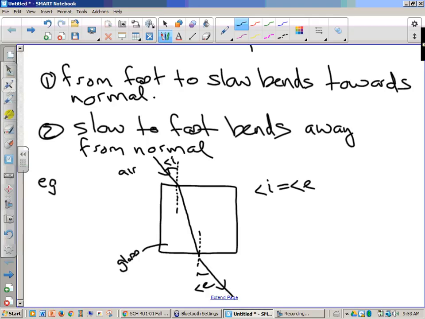So we called that the emergent ray, and it was the same. We did a little experiment on that that kind of showed us the refraction. Does that sound familiar to everybody?